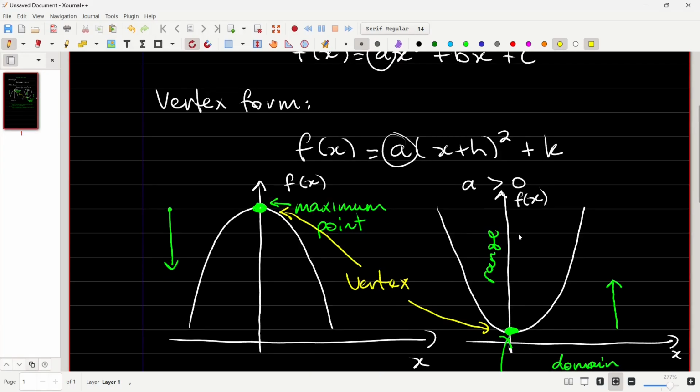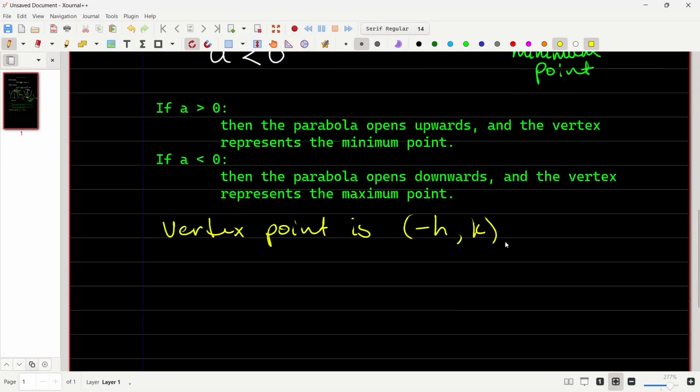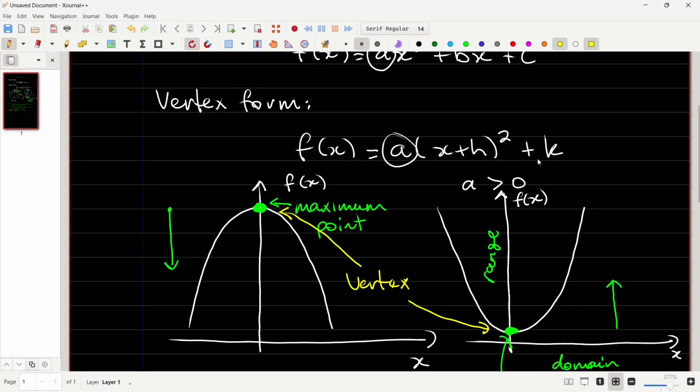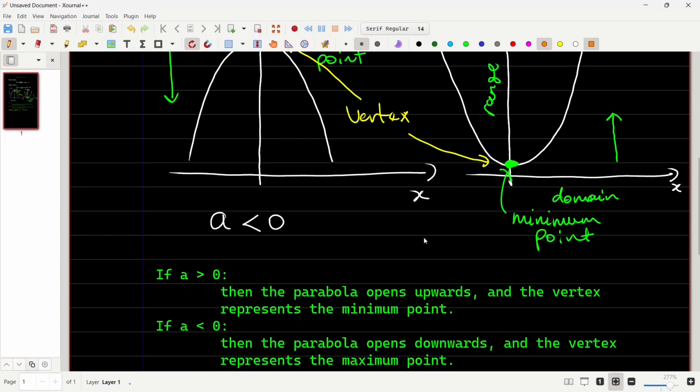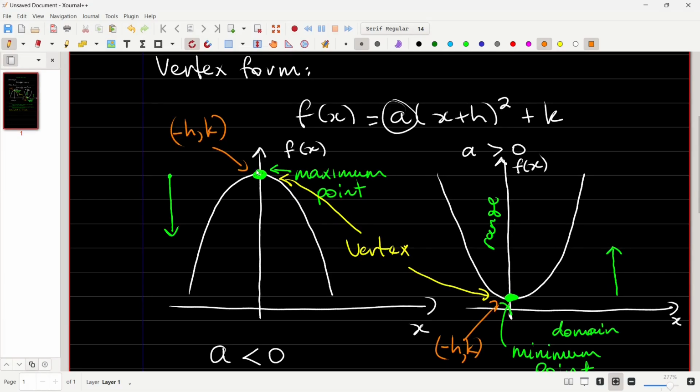That vertex point comes from the vertex form, and I'll write this in a new note: the vertex point is (negative h, k). So we take whatever value h is, find the negative of that, and then put in the k value, and that is the point. This point up here is (negative h, k), and this point down here is also (negative h, k). So that's the vertex form used to determine your maximum point or minimum point and your vertex point.